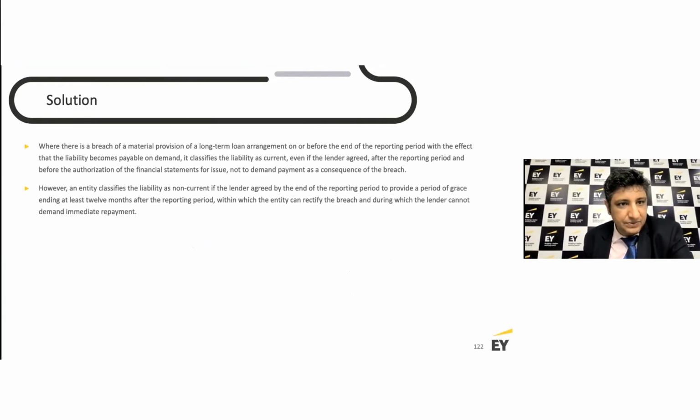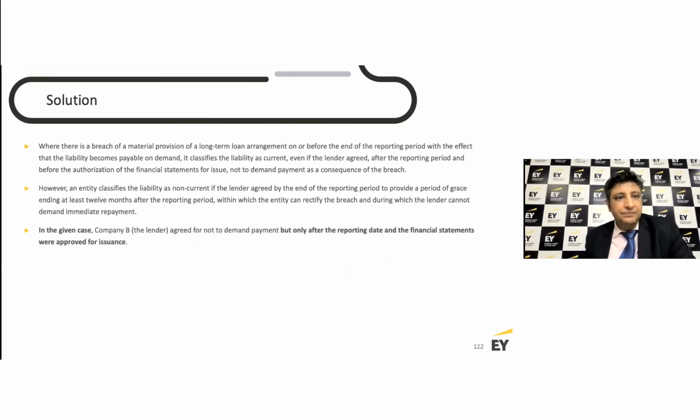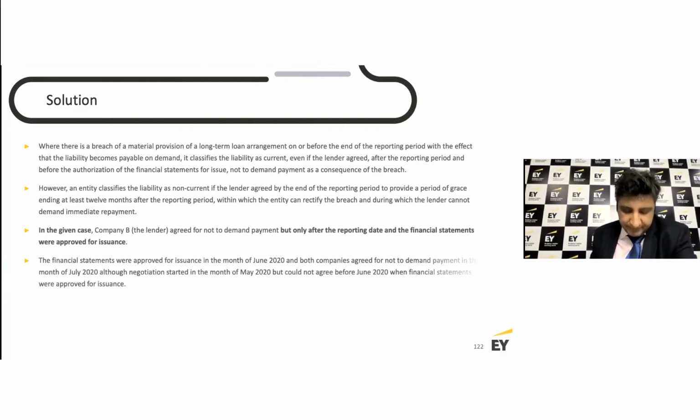Which actually suggests that the liability or the loan has to be shown as current in this particular case, okay? Let's have a look at the formal solution here. It says that where the breach of a material provision arises on or before the end of the reporting period, and that makes the liability payable on demand, it is classified as current even if the lender agrees after the reporting period, okay?